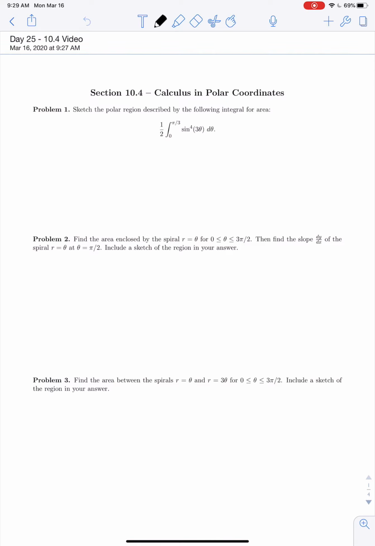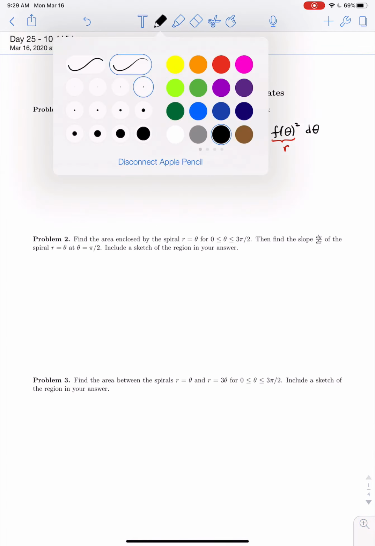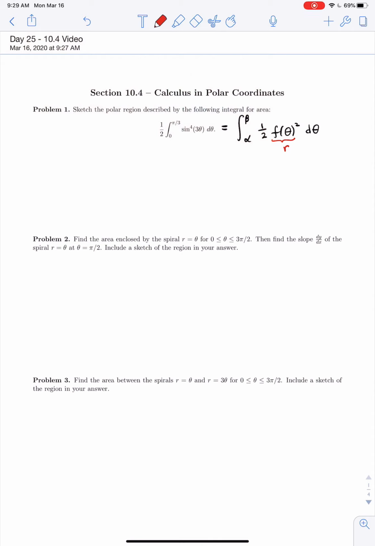Okay, so we saw in 10.3 that the area within a polar region between angles alpha and beta is 1/2 the integral of f of theta quantity squared d theta, where f of theta is usually described by an equation in terms of theta where r is set equal to that expression. Okay, so then what is our r? Well, r would be sine 3 theta squared, because in the integral it's raised to the 4th power.